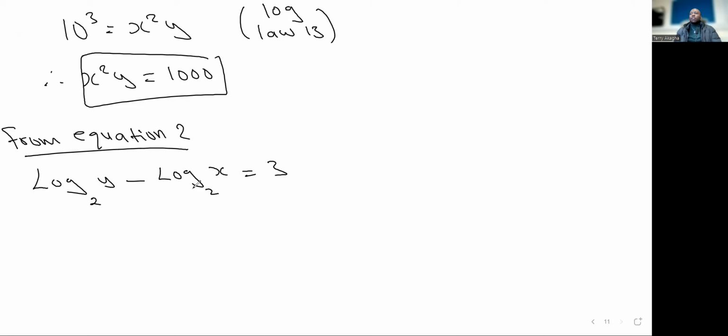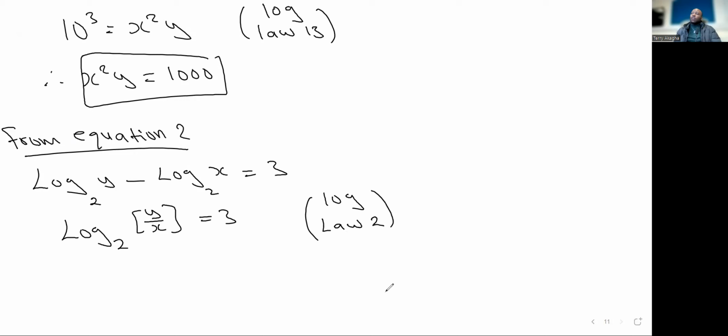So I'm going to apply the division law here. So we're going to have log to base 2 of y over x is equal to 3. So this is the second law of logarithm, the division law. So you can go back and have a look at that. Then I apply the index law here, index to logarithm law. So 2 raised to the power 3 will be equal to y over x.